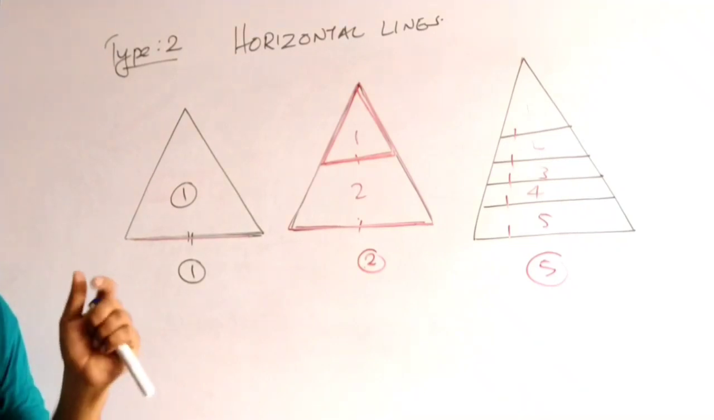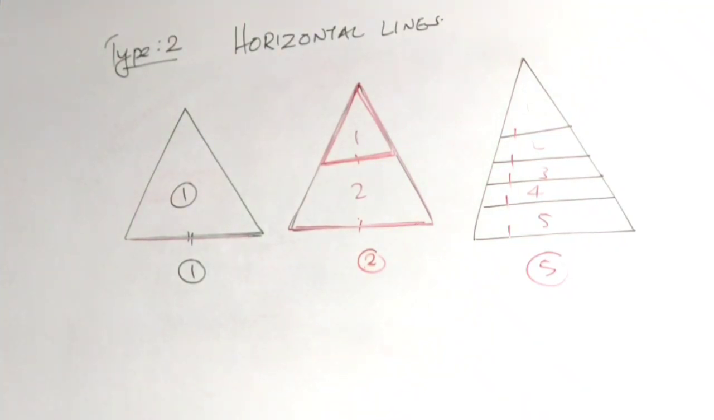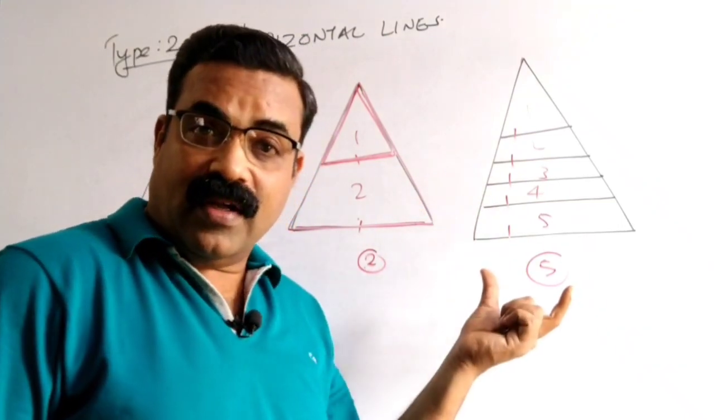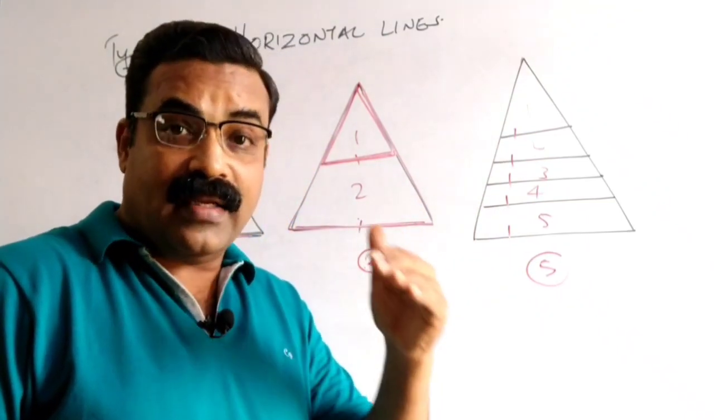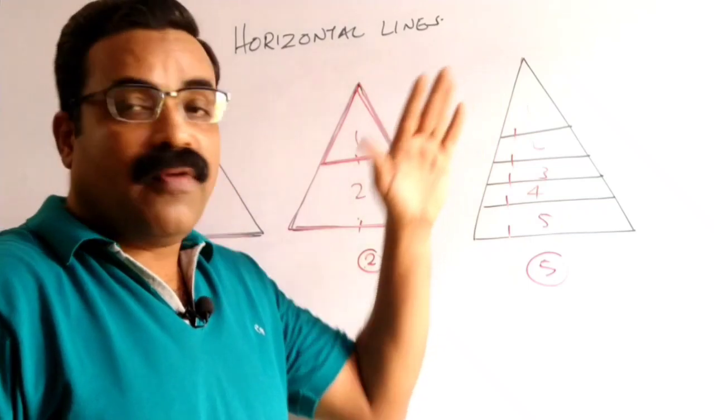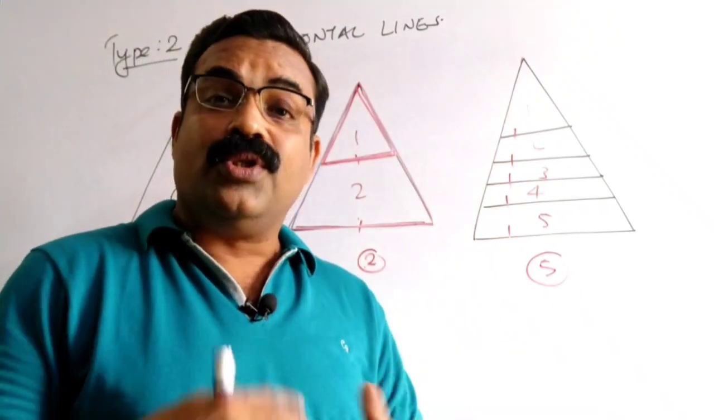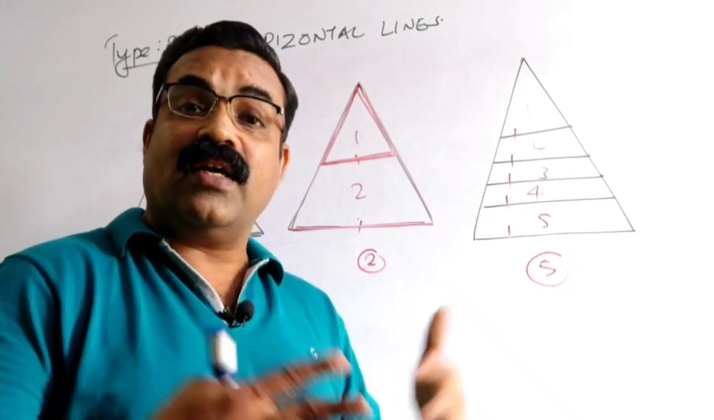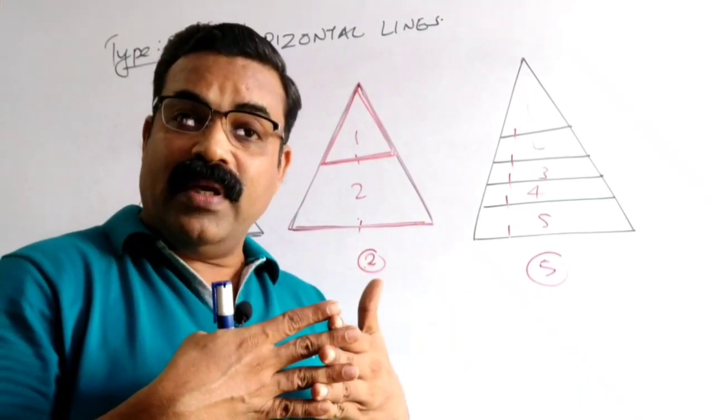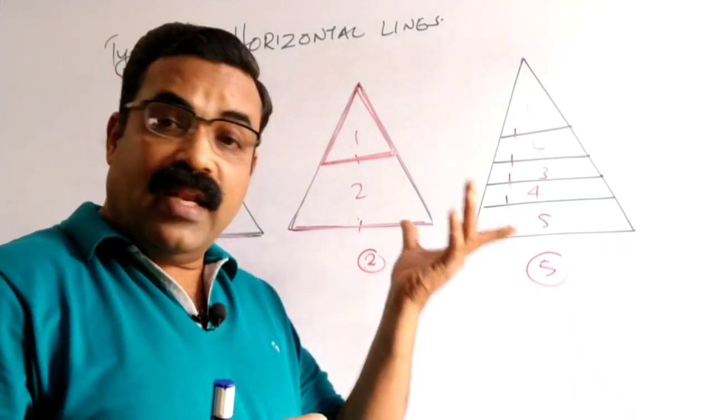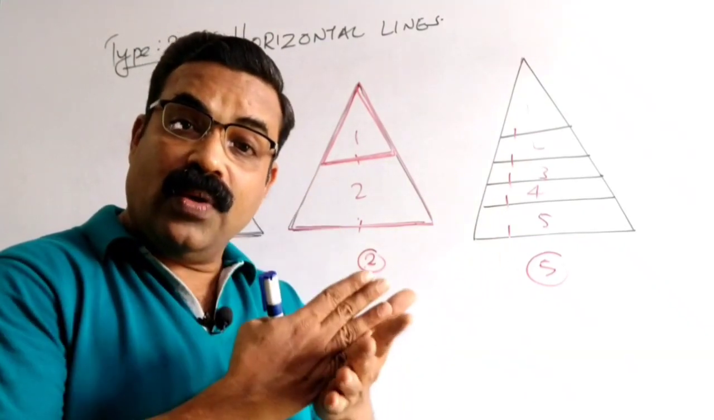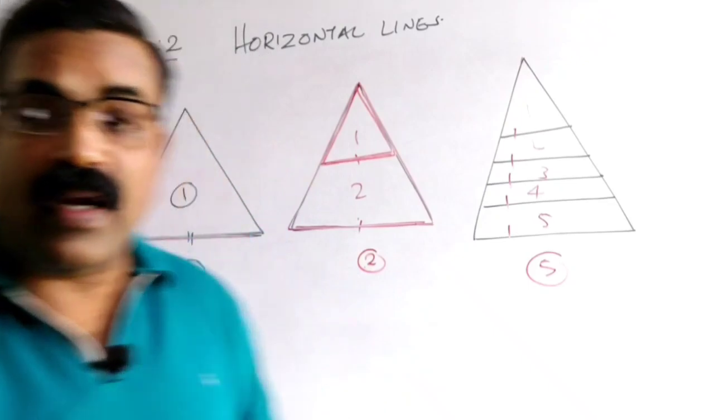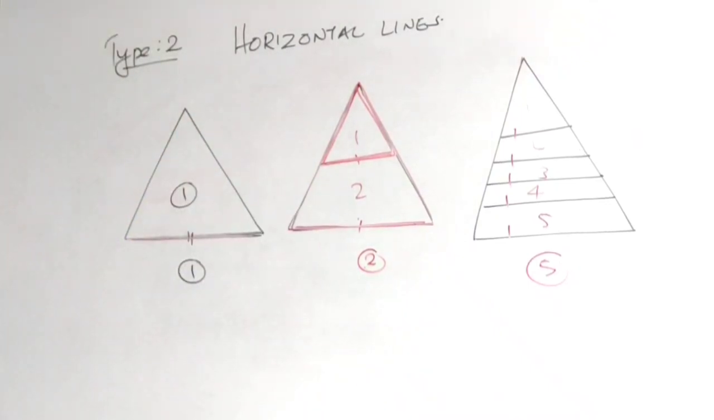So how many horizontal lines are there? Accordingly, you can mark the number of triangles in this figure. How many horizontal lines are there? That many triangles. These are all second type of questions. In the third type of questions, we will see the combined form. What is a combined form? In a figure, both horizontal lines and vertical lines are there. Let us see that.